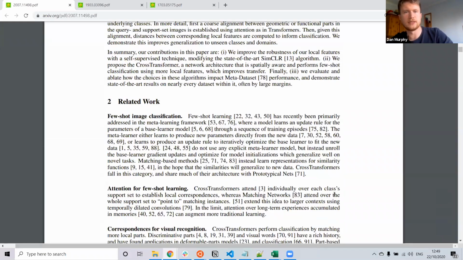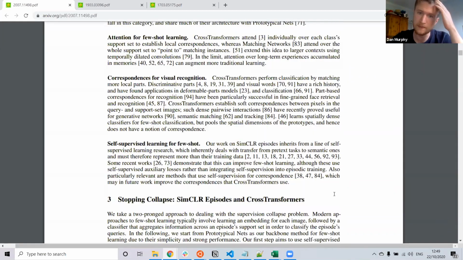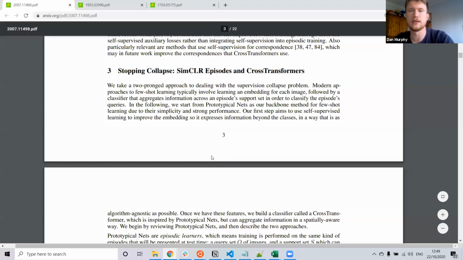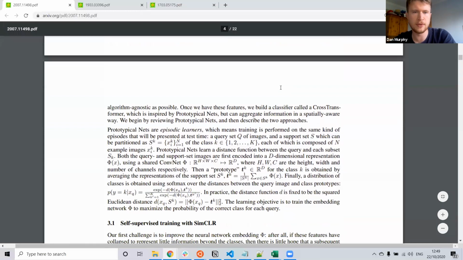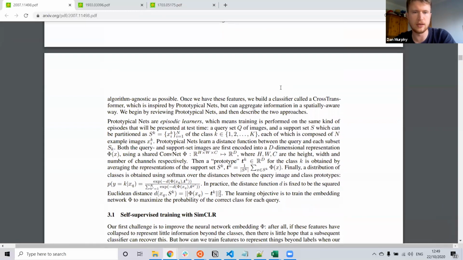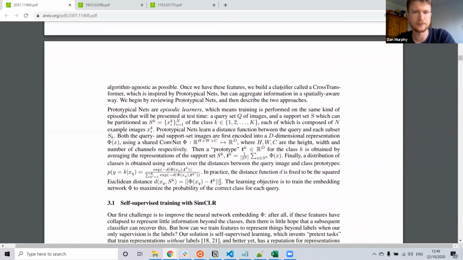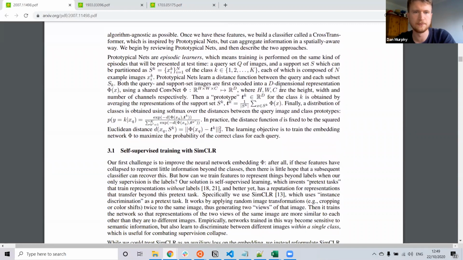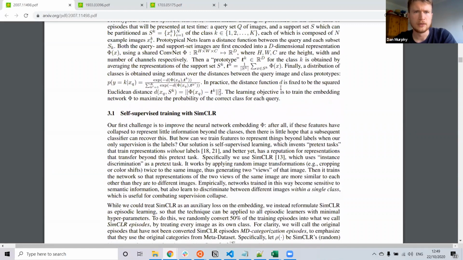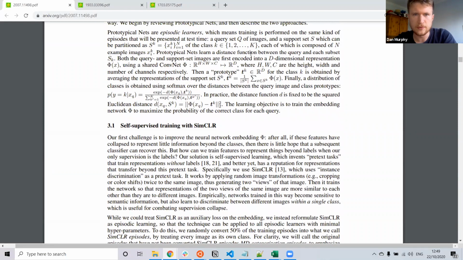So yeah, the two things that they introduce to try and combat this are something they called SimCLR episodes and this new architecture, cross transformers. So we start with SimCLR episodes, I think. I'm just trying to think if we need to talk about this anymore.